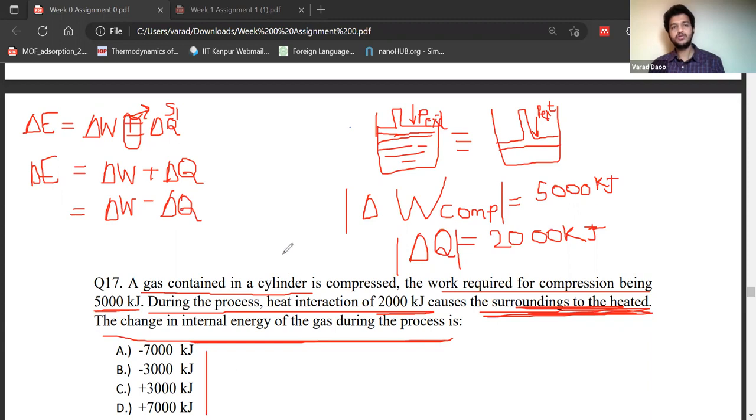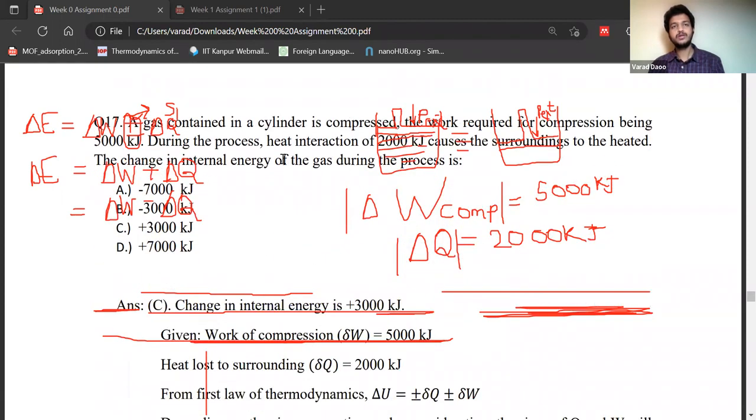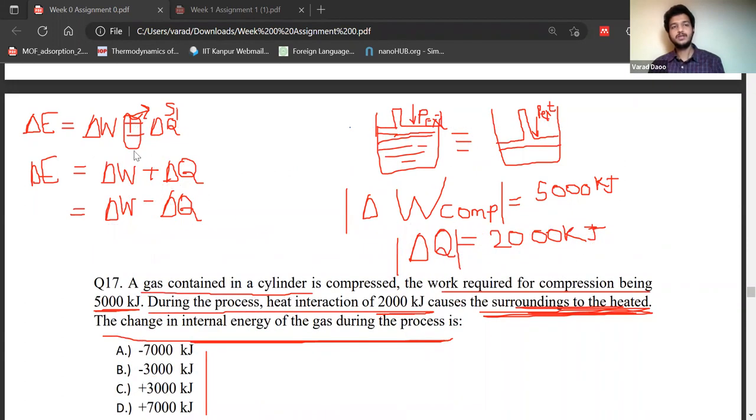So let us go and check the solution. What is the answer? Before doing this, I'll give you 3 to 4 minutes to find the option. Find the answer. Remember, the gas is contained in a cylinder and the work required is 5,000, so the work of compression is 5,000. Delta U is 2,000.